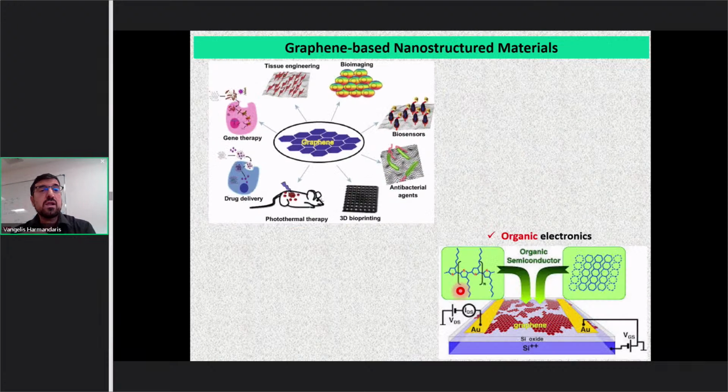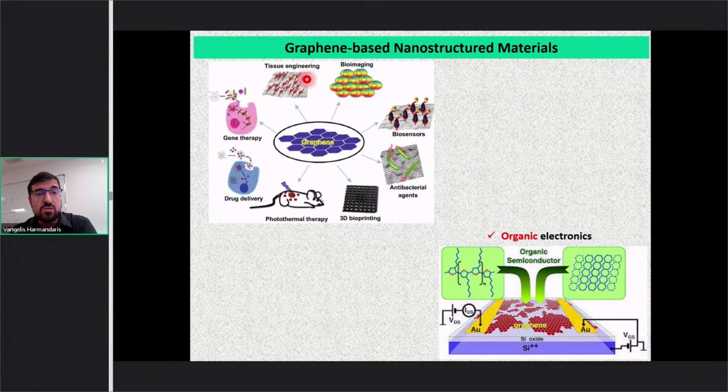Another example is graphene-based nanostructured materials. Graphene is a very hot, I would say, and very popular material of the last 10, 15 years. There was the Nobel Prize in physics a few years ago for the discovery of graphene. It's a 2D material with exceptionally unique properties. And since then, it is a potential candidate, again, for an enormous range of applications, from organic electronics up to what you see here: tissue engineering, drug delivery again, 3D bioprinting, and whatever you can see.